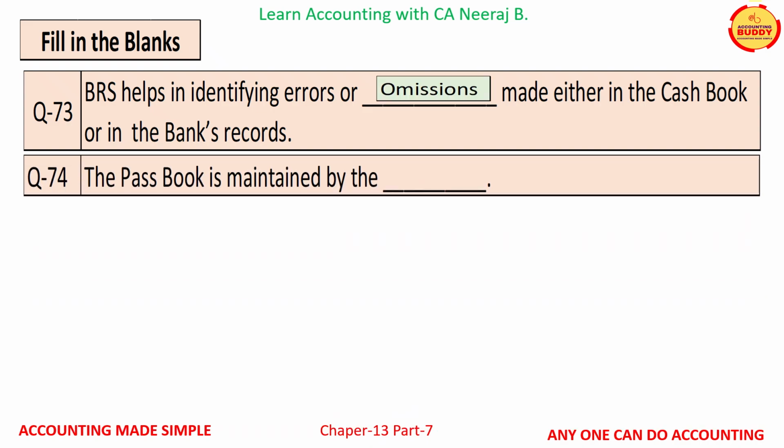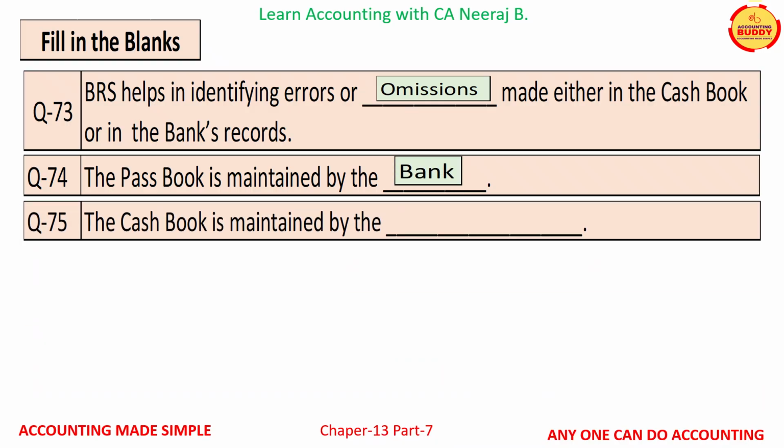Question number 74. The passbook is maintained by the dash and the correct answer is by the bank. Question number 75. The cash book is maintained by dash and the answer is by the account holder.